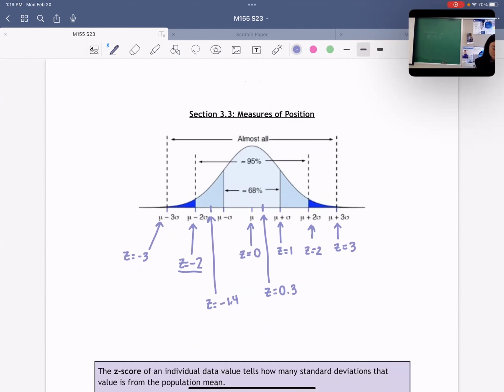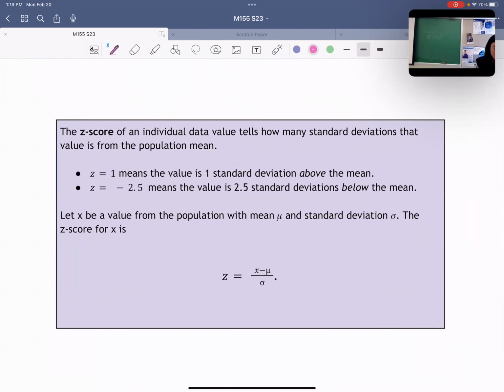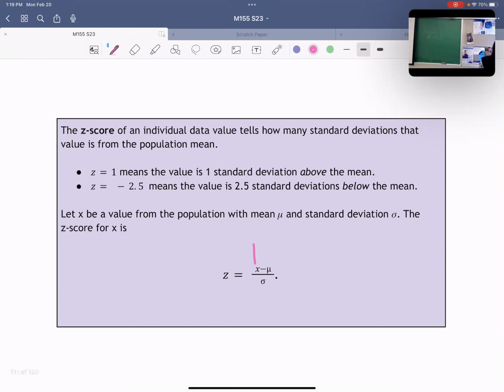Okay, so here is the fun part. I put a definition of what a z-score is. You don't have to memorize the definition. I just want you to know what it means, okay? We actually have a formula for the z-score. So here's the formula. To find the z-score, you're going to take any x value that you're interested in, so any data value. You're going to take that data value and subtract off the mean. Once you're done subtracting off the mean, you're going to divide that whole number by the standard deviation.